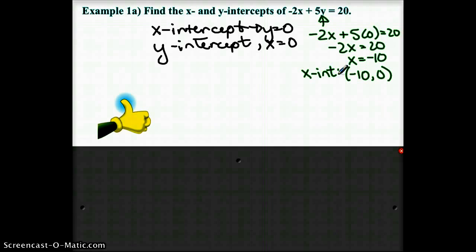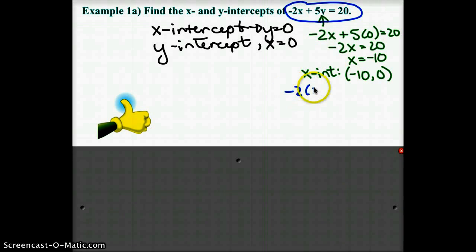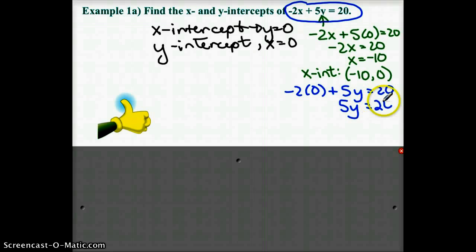Then to find my y-intercept, I'm going to do a similar thing, but this time I'm going to plug in x equals 0. So I've got negative 2 times 0 plus 5y equals 20. Negative 2 times 0 is just 0, so I've got 5y equals 20, and so y equals 4. Remember, x equals 0 in that case, so I've got the point 0, 4. That is my y-intercept. My y-intercept is 0, 4, and my x-intercept is negative 10, 0.